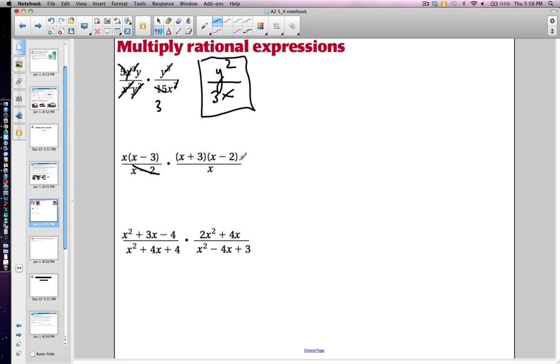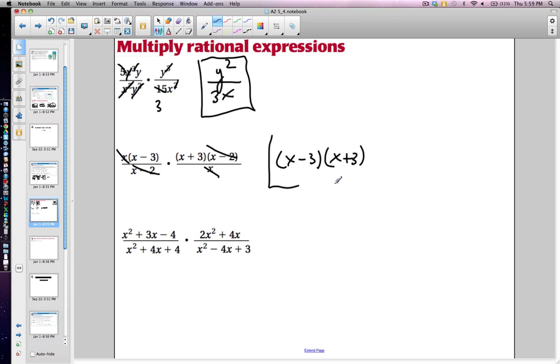Okay, same thing here. I have x minus 2 here and x minus 2 there. I have x here and x there. And when everything in the denominator is canceled, that means the whole denominator is now 1. So this just becomes x minus 3 times x plus 3.